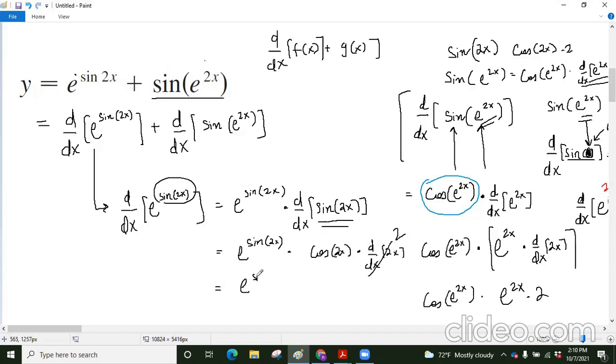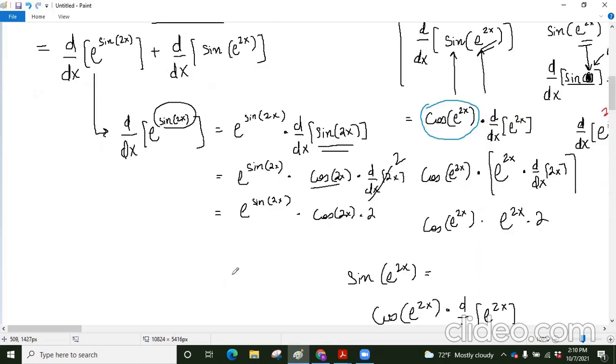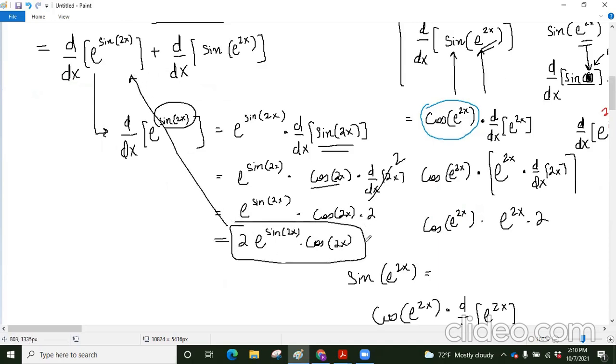So this is e to the sine of 2x times cosine of 2x times 2, which means this is 2 e to the sine of 2x times cosine of 2x. This is our derivative for this guy. And if you remember, this is our derivative for this guy. So the idea is you go off to the side, and essentially you're finding their derivatives individually, and you're then pairing them back up together.